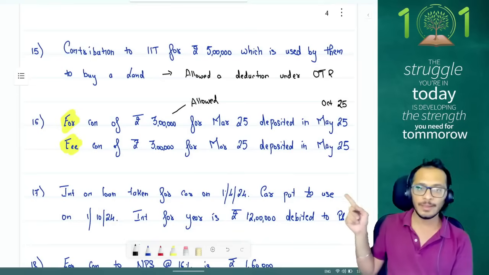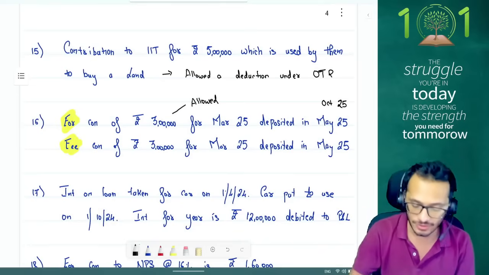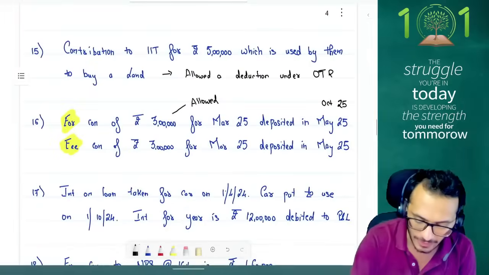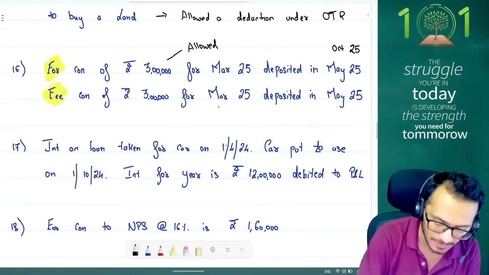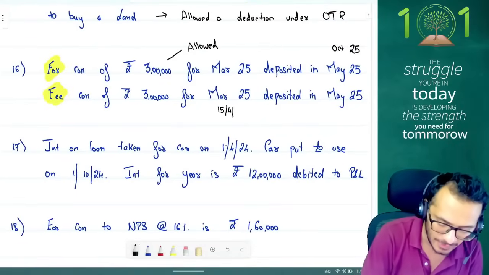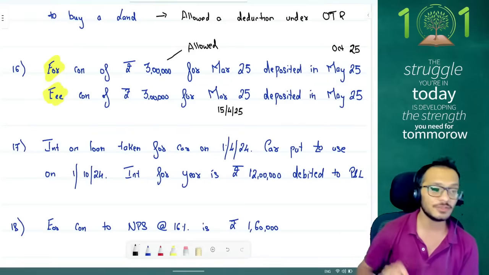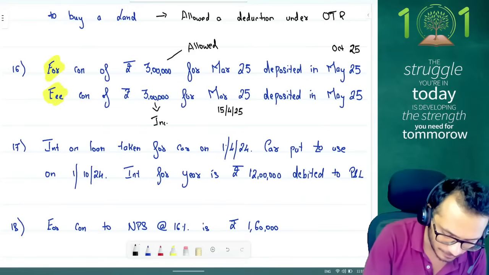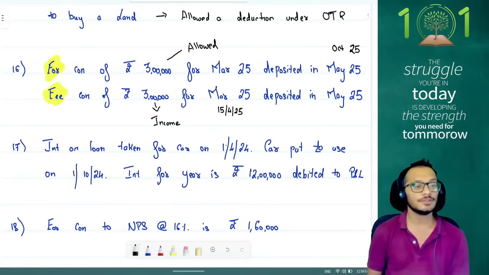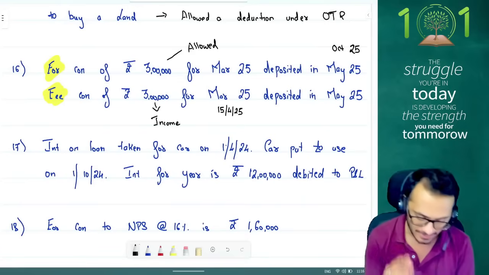Whereas when it comes to employee's contribution, I have a restriction of making the payment by the 15th of next month. So I should have made the payment for the month of March by 15th April itself. I have made the payment in May, which means I've done a delay. Because I've done a delay, this will be treated as income. Are we clear? Yes, great.